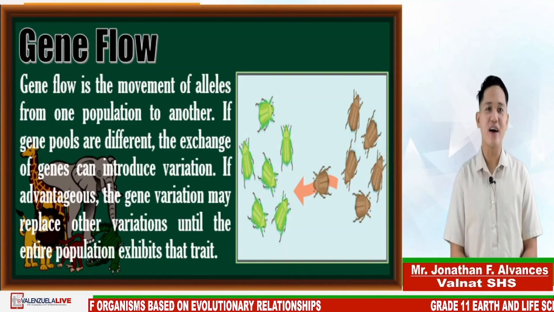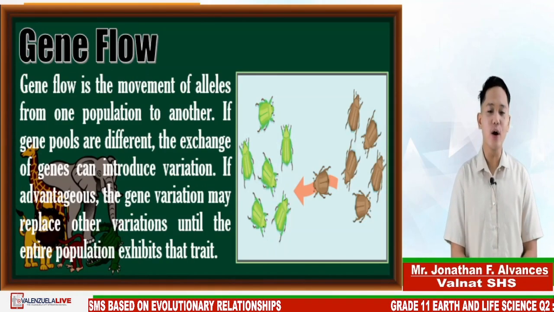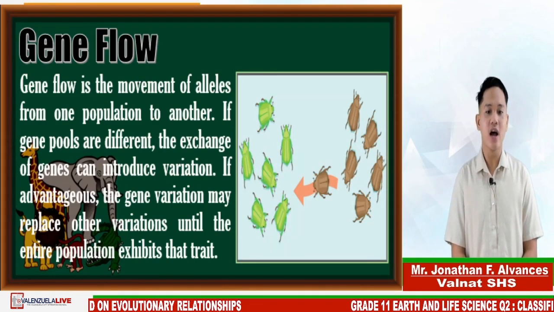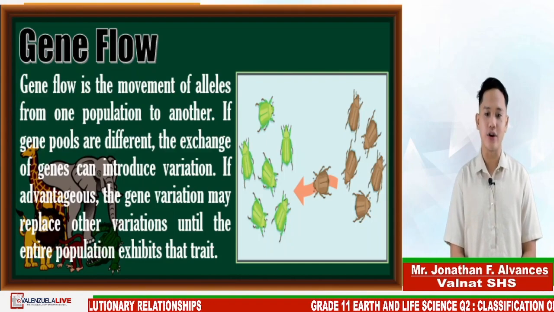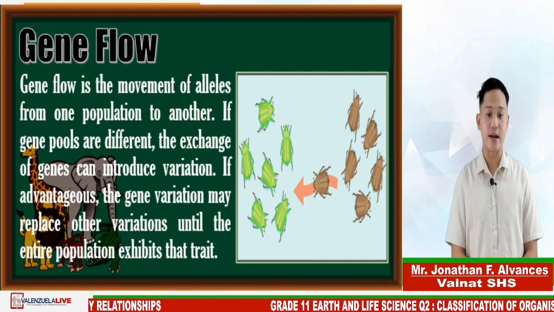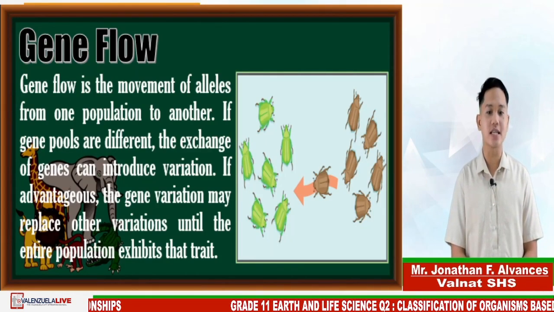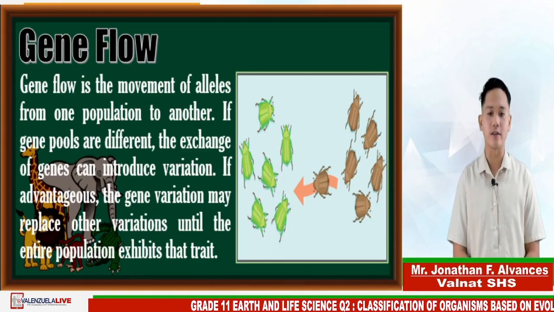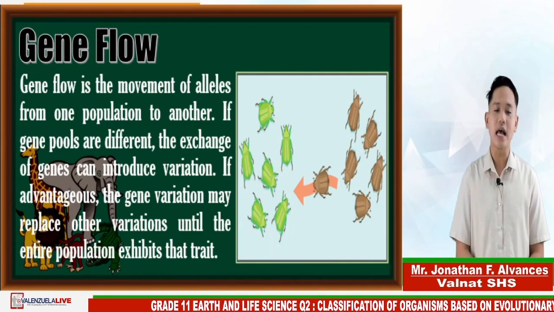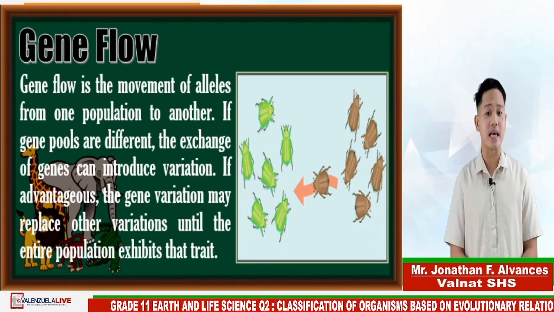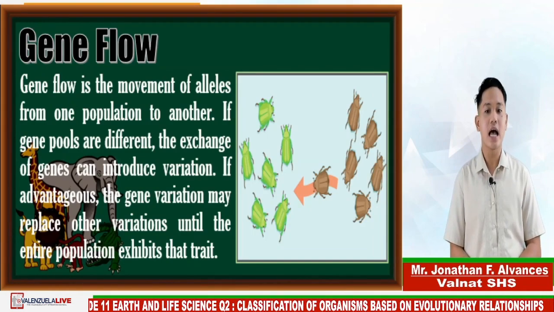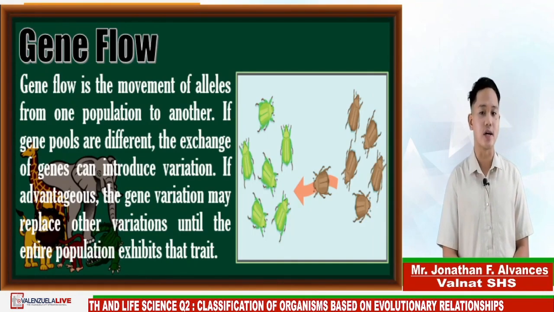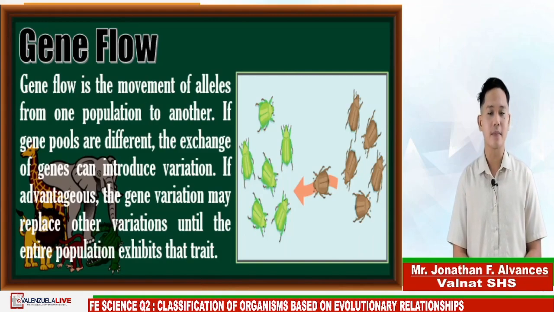Next, we have gene flow. Gene flow is the movement of alleles from one population to another. If gene pools are different, the exchange of genes can introduce variation. If advantageous, the gene variation may replace other variations until the entire population exhibits that trait.